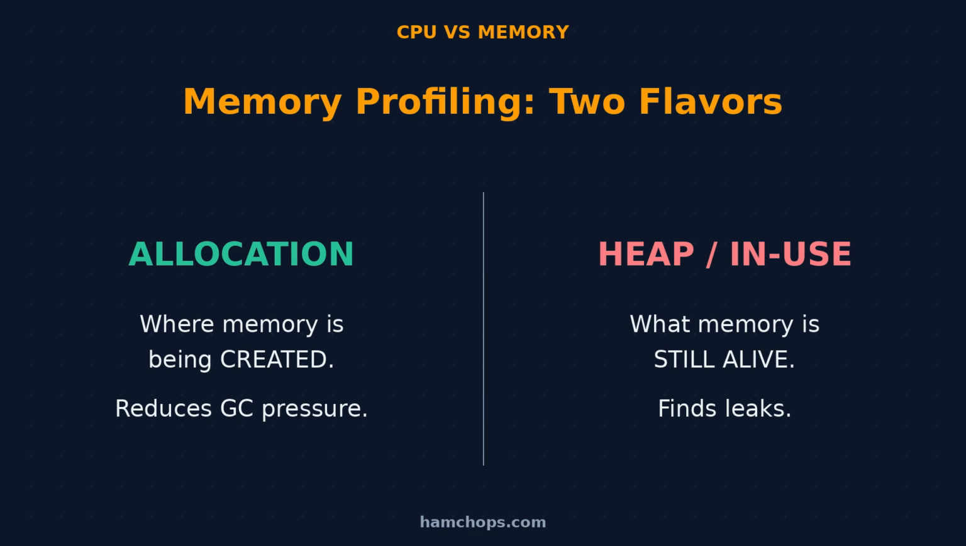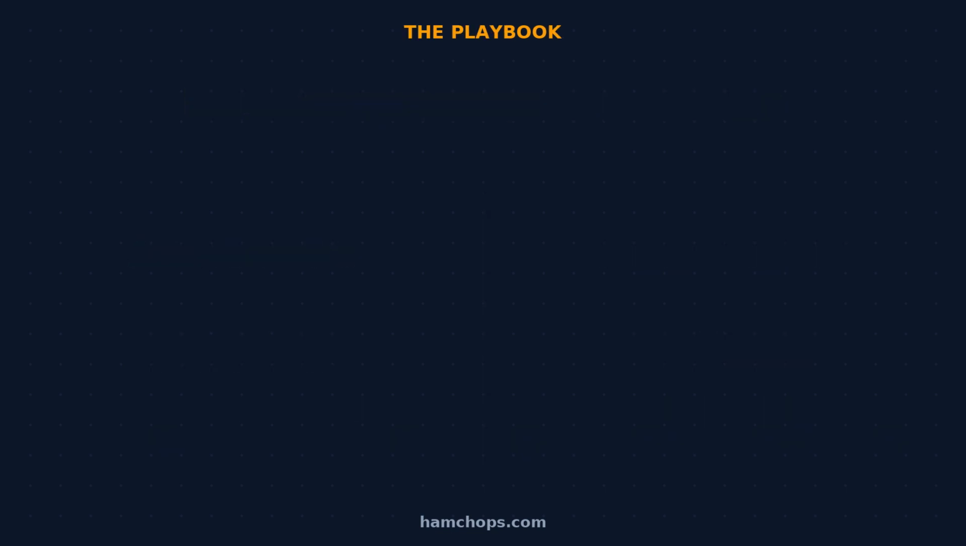A Go service that grows by 50 megabytes per hour and never shrinks? That's a heap profiling problem, not an allocation problem. Allocation churn shows fast create and destroy. The leak shows up only in what's still alive.